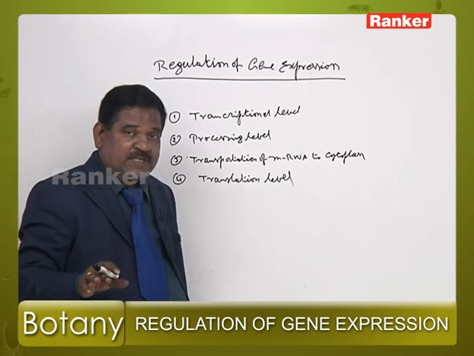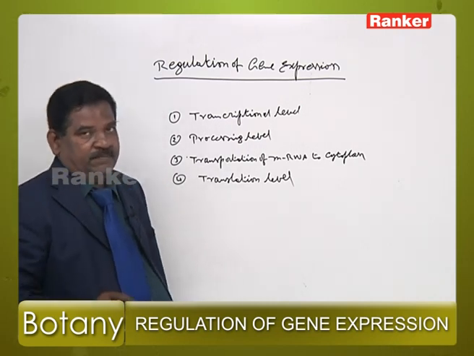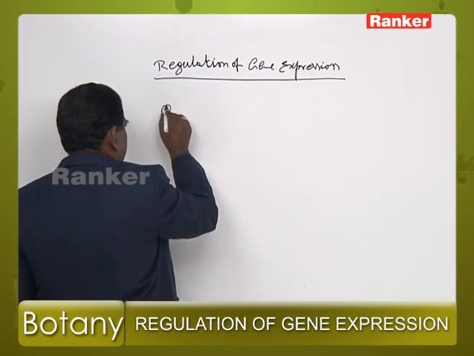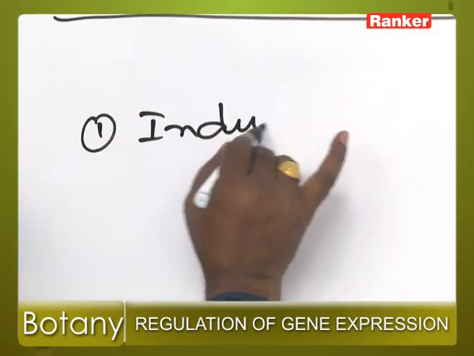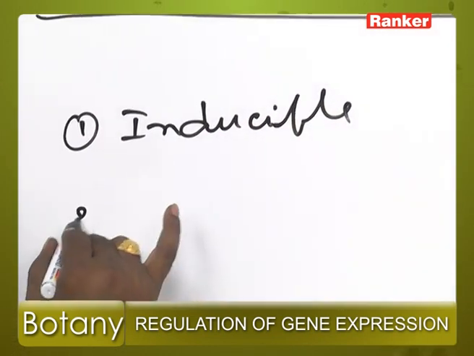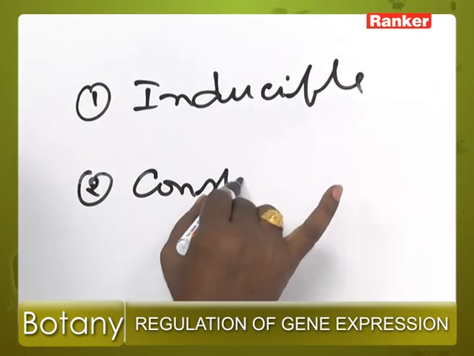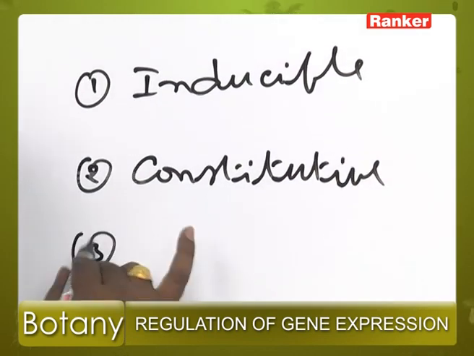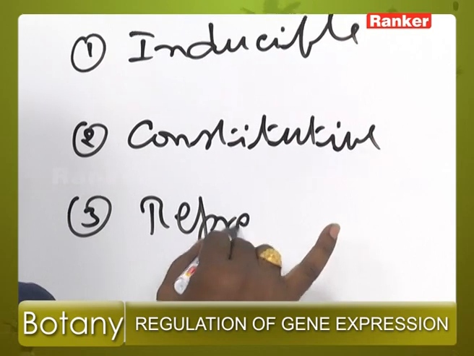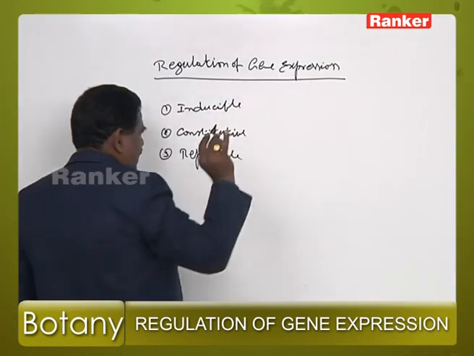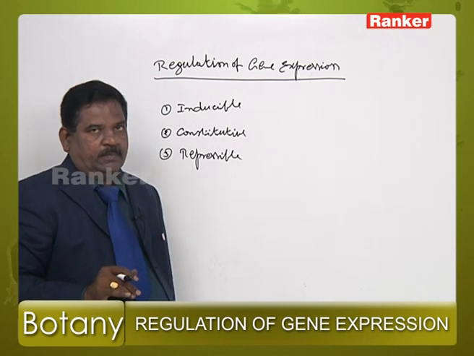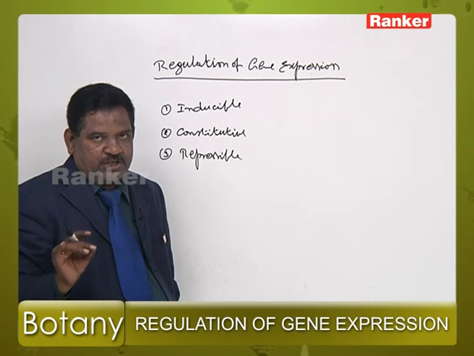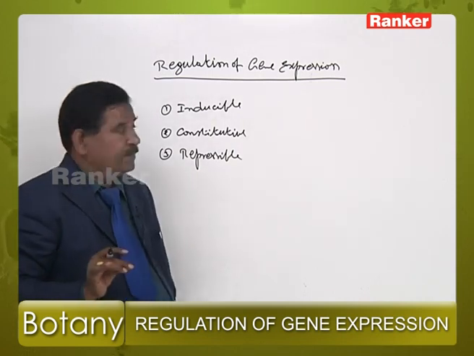Regulation of gene expression is of 3 types: inducible, constitutive, and repressible.